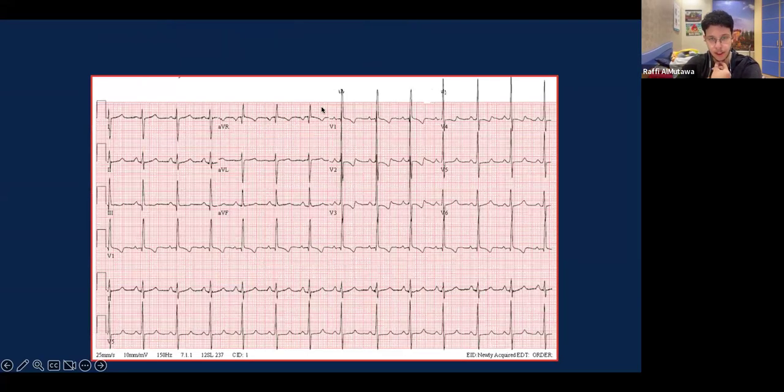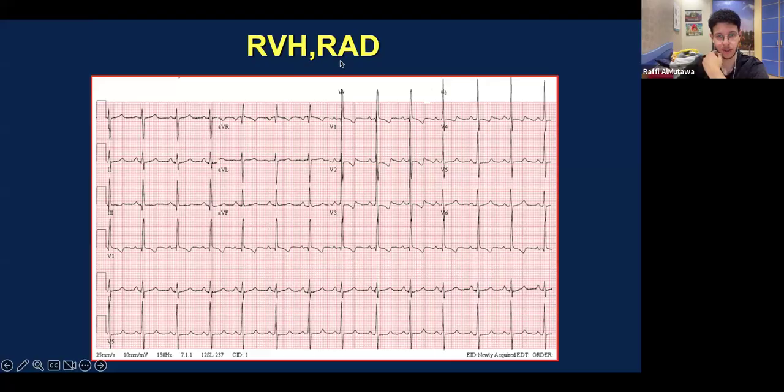What about this one over here? Okay, right ventricular hypertrophy. Cool. You guys are right. And right axis deviation. Yes, there is right axis deviation. And scooping. What does the scooping mean? Right atrial enlargement. So yeah, axis deviation, right ventricular hypertrophy.